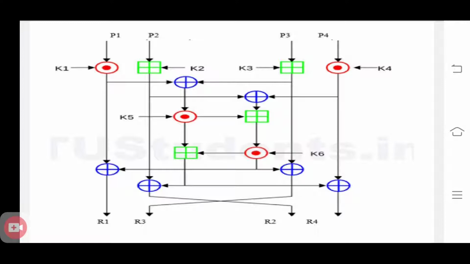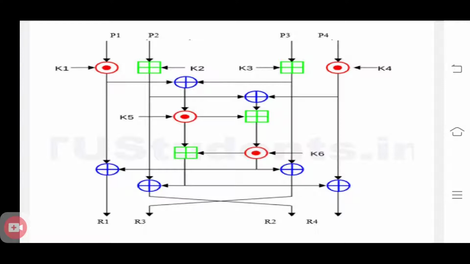Now we can study the round transformation in IDEA. How many steps are there for a round in IDEA? There are 14 steps, or 14 procedure steps.